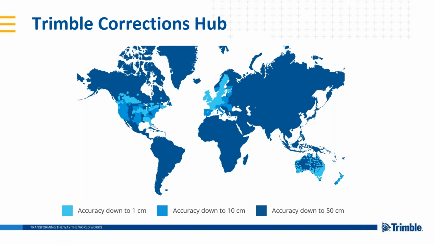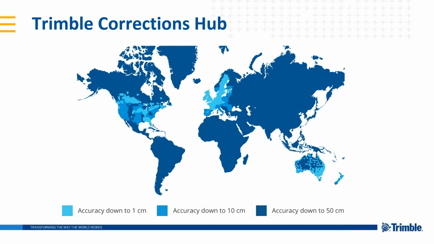But just be aware that some of the higher levels of accuracy are not available across all regions when you're using the Trimble Corrections Hub, which is the Trimble worldwide infrastructure that comes together and uses a hierarchy of different correction technologies to enable the various levels of accuracy.